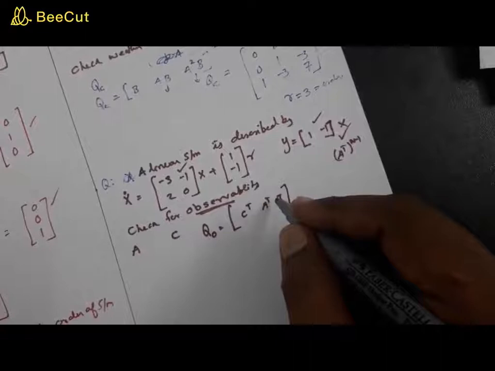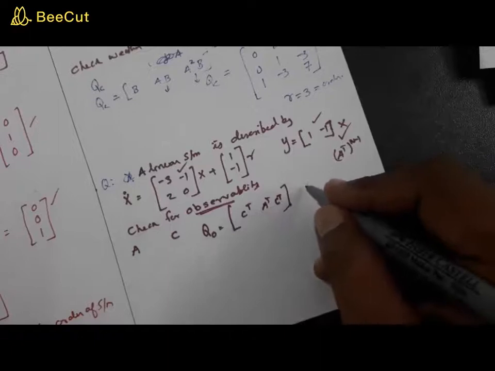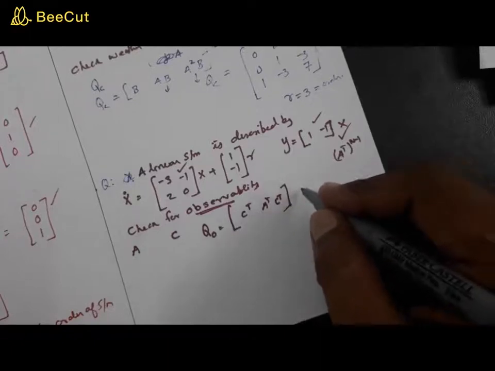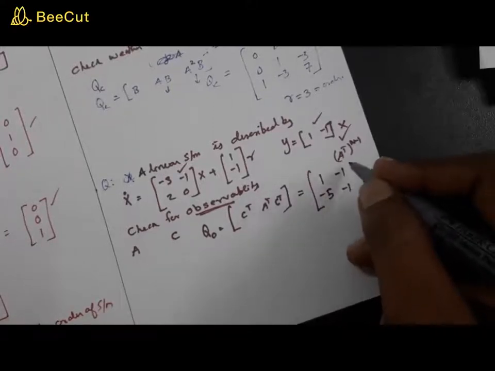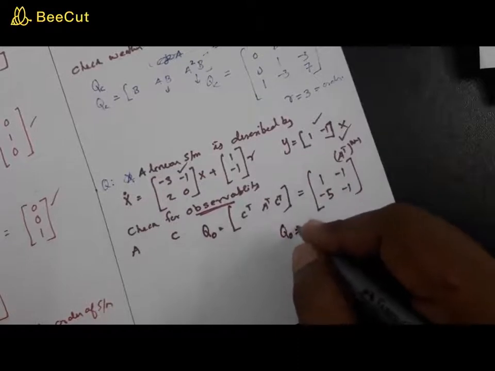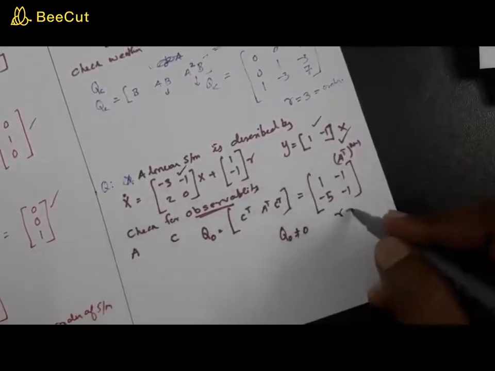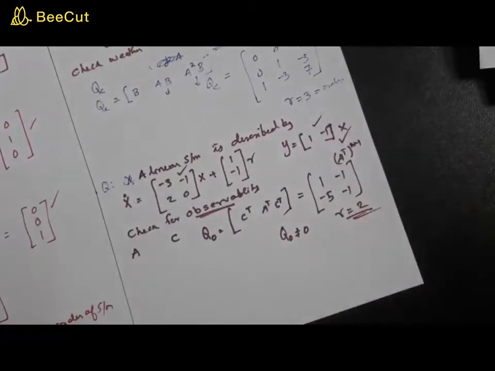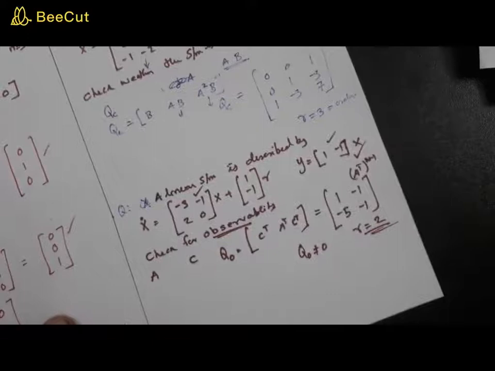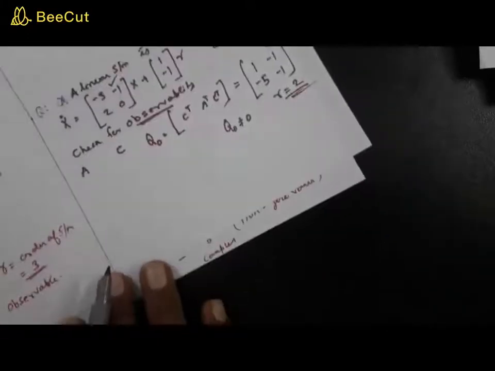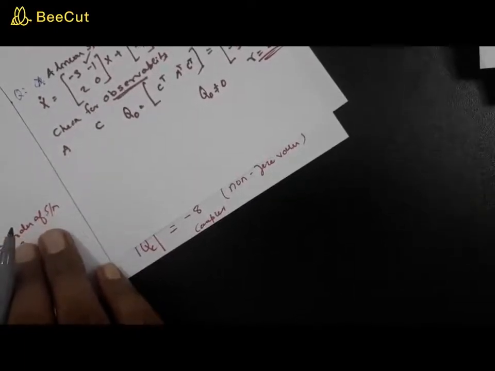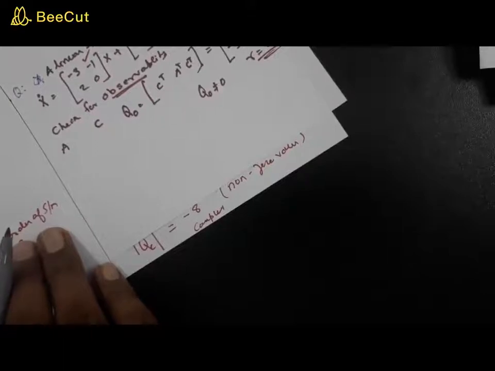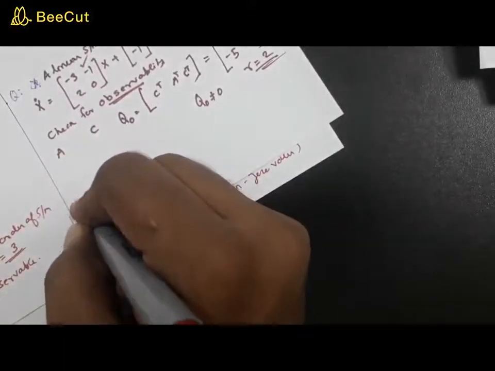So this C transpose is the first column. The second column is given by A transpose into C transpose. And when you get that, you will get a matrix like this: 1, minus 1, minus 5, minus 1. Here also your QO is not equal to 0. That means the rank of this matrix is equal to 2, which is equal to the order of the system. Therefore the system is a completely observable system. Okay, it is observable. So this is how it is done, and you may do another trial.